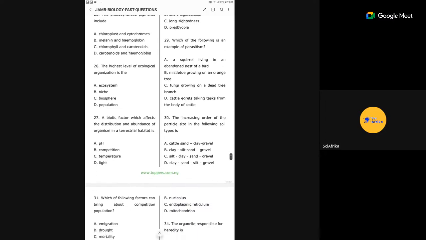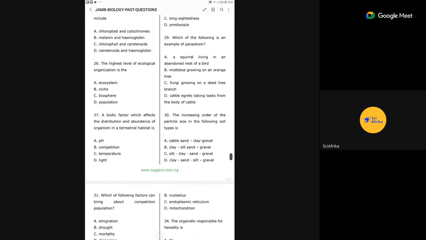Number 30, the increasing order of the particle size in the following soil, which one is the best order of increasing order of particle size? We have clay to silt to sand and to gravel. We have silt to clay to sand and to gravel. We have clay to sand and to silt, then to gravel. The answer to this question is clay. Clay is fine soil.